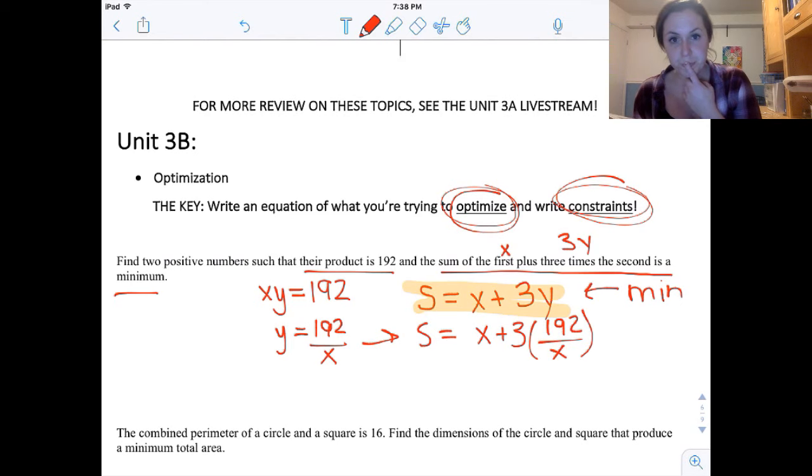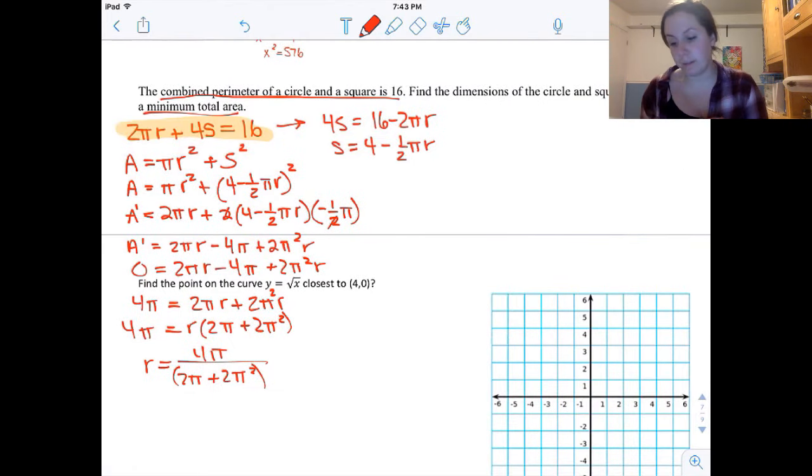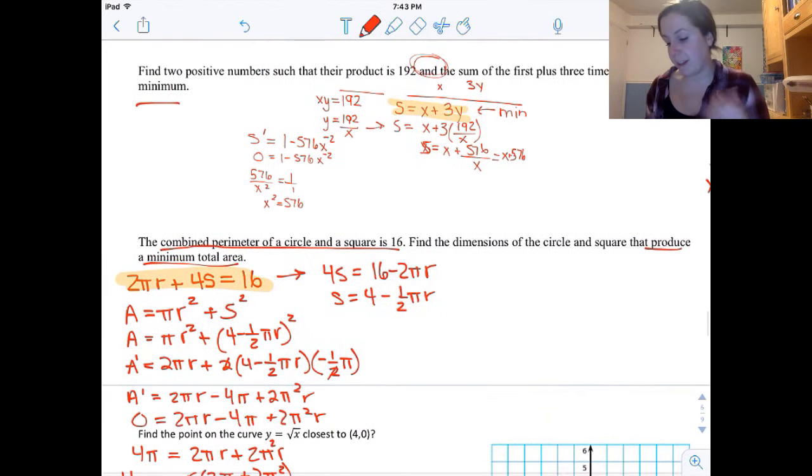Now, let's do some calculus to this, right? So that's really what you're looking for. Find the dimensions of the circle and square. So that's your radius. To get your square dimensions, you could plug that back in to your side length formula.